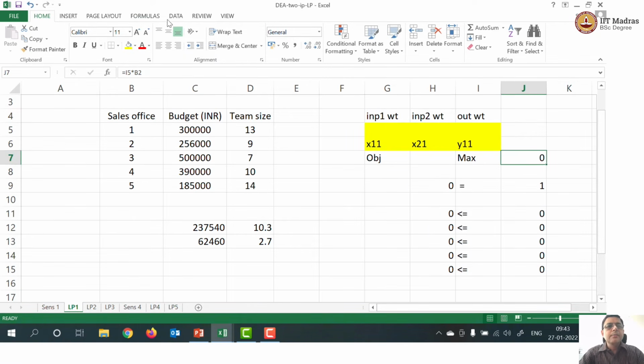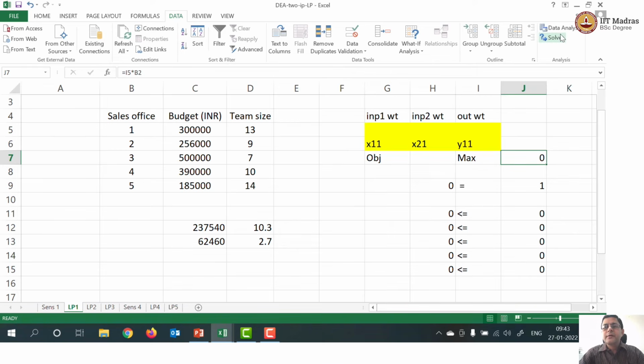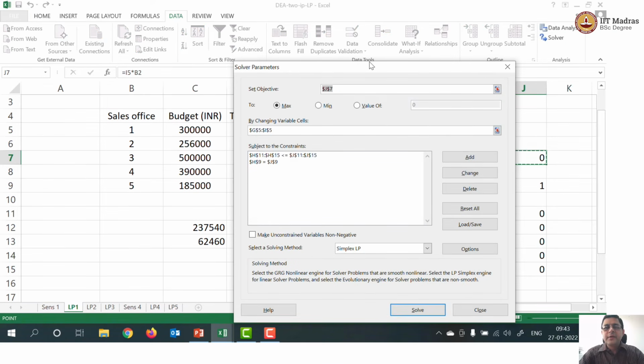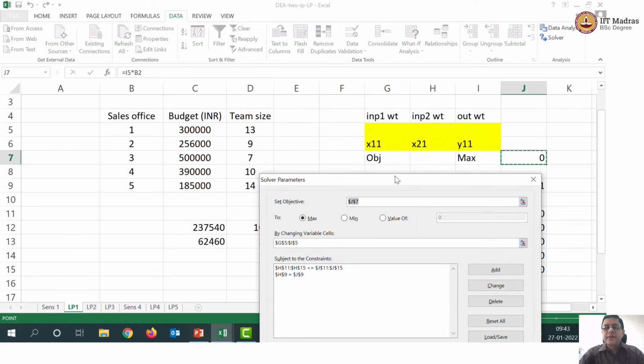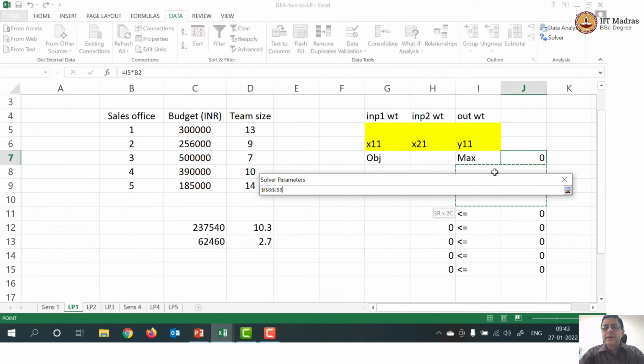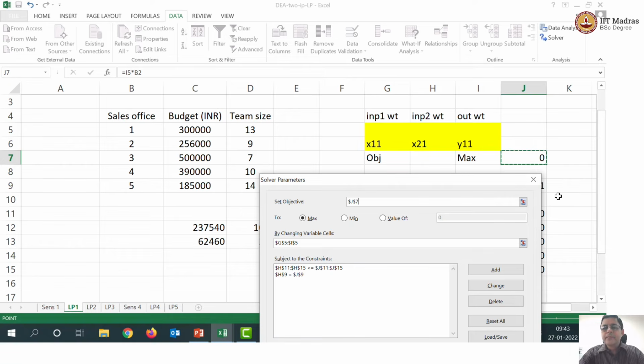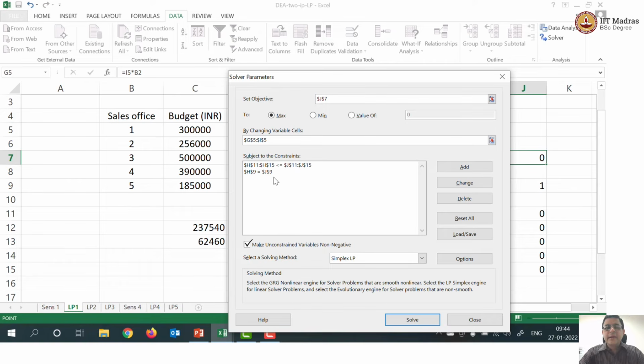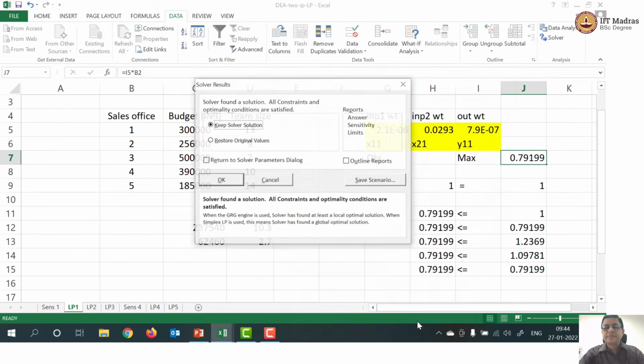Now I go to the data solver. I have already formulated the problem. So where do I set the objective? J7 is where my objective function is. What do I want Excel to change? I want Excel to change these three cells. Then I will write the constraints and just ask Excel to solve.